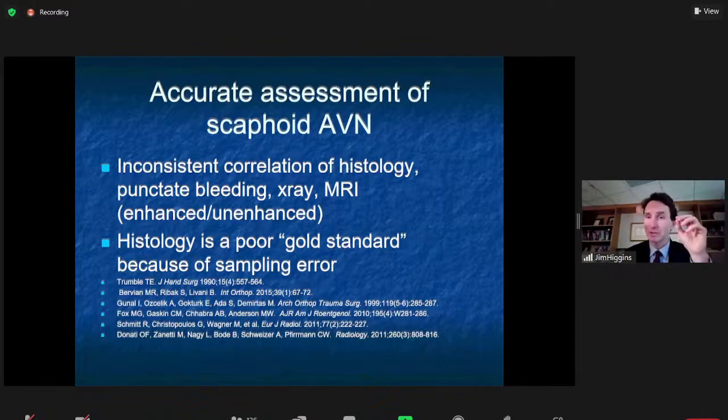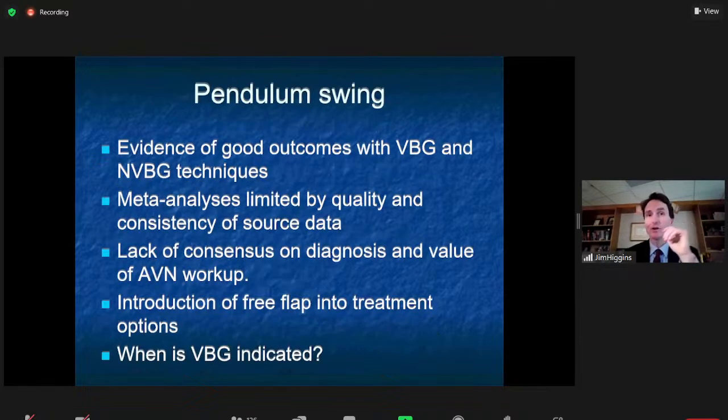Even the actual punctate bleeding of the proximal pole turns out to be not a very good gold standard. Or even biopsying. You could take biopsy samples of the bone at the non-union site, and sampling error could give you false positives, false negatives. So it doesn't really correlate well with MRI with gad, X-ray, CT scan, anything. So AVN has become a very difficult term to use and a very difficult indication for you to rely on in the office.